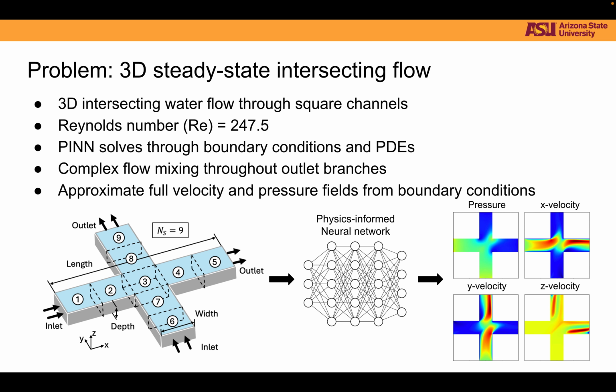And so the specific problem that we're going to be looking at is this 3D steady state intersecting flow, where we have flow entering here from the left and the bottom, and then having some sort of mixing interaction here in the center, and then exiting from these two outlets here at the top and on the right. And so our PINN here takes in these spatial inputs along with boundary conditions. In this case, we have no slip on the walls and a uniform inlet here at the left and the bottom. And we want to be able to predict the three-dimensional pressure and corresponding x, y, and z velocity fields.